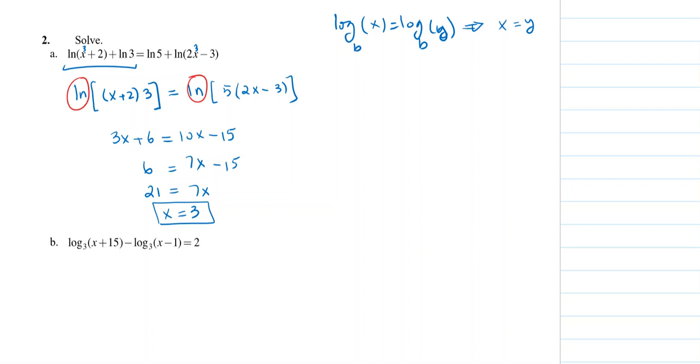In the next example, I have a number on one side and a couple of logs on the other side. I have to condense them into one log. There is that minus in between these two logs. So that means I can use the quotient law or quotient property of logarithms, which says if you have log in any base of something minus log the same base of something, then you write the quotient of those arguments.